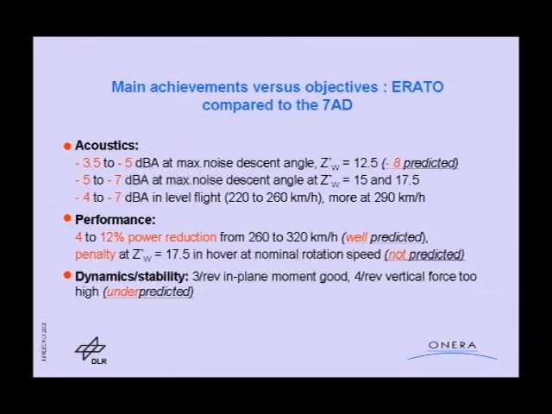at high thrust, which was not predicted. And also the dynamic 3 per rev in-plane moment was good, but the 4 per rev vertical force was too high, which was also under-predicted.